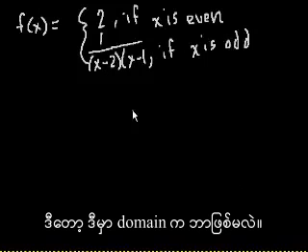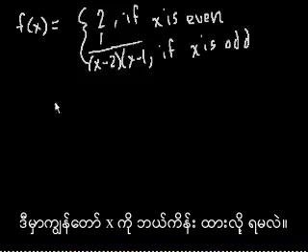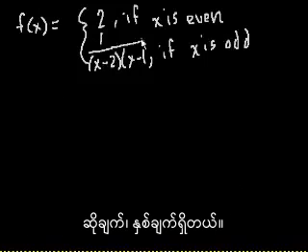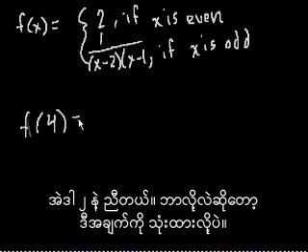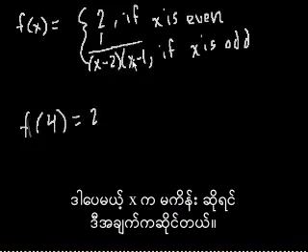So what's the domain here? What is a valid x I can put in here? So immediately we have two clauses. If x is even, we use this clause. So let's say that f of 4, well that's just equal to 2 because we use this clause here. But this clause applies when x is odd.